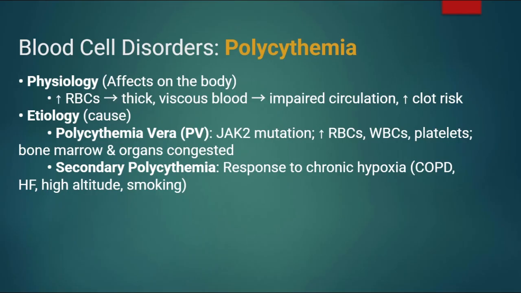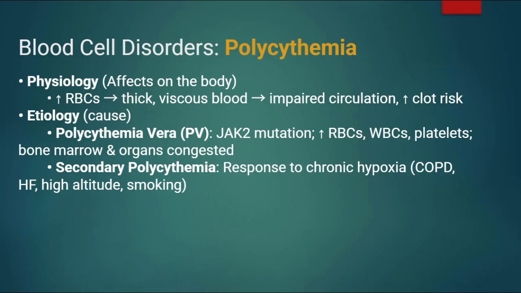Polycythemia is a disorder in which the body produces too many red blood cells, making the blood thick and sluggish, almost like sludge. This increased viscosity makes it harder for blood to circulate and increases the risk for blood clots, strokes, and heart attacks. There are two types of polycythemia: polycythemia vera, PV. This is a rare type of blood cancer caused by a genetic mutation, most often the JAK2 mutation.